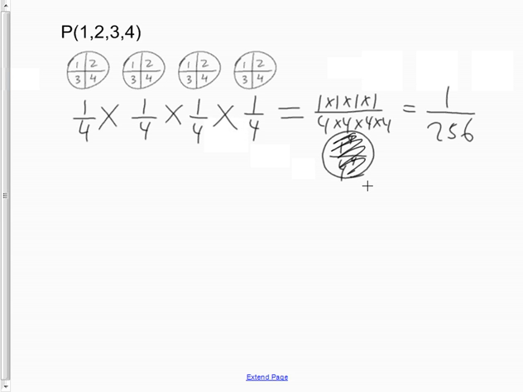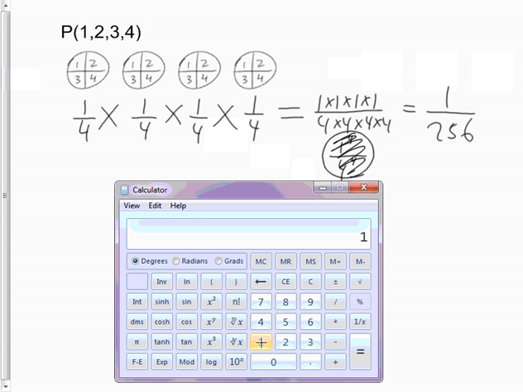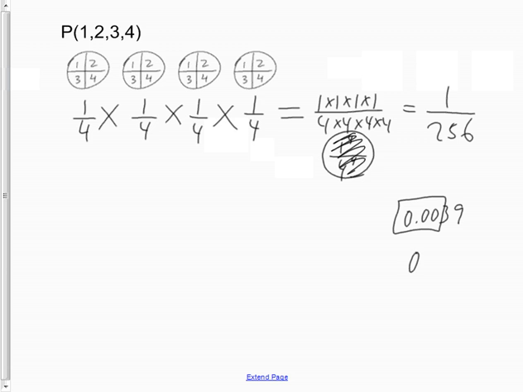But no matter what you do, the probability of me going a 1, 2, 3, 4 on those spinners is a 1 chance out of 256, which as a percentage, 1 divided by 256 is 0.0039. Since there's my hundredth, it's 0% and 39 hundredths of a percent, or roughly 0.4%.